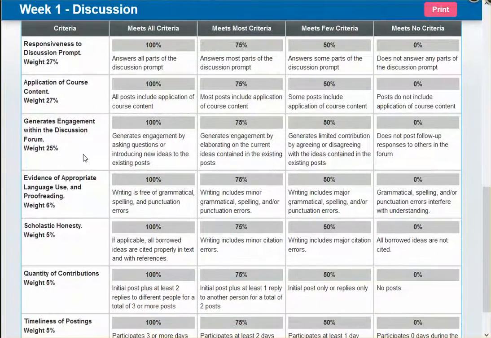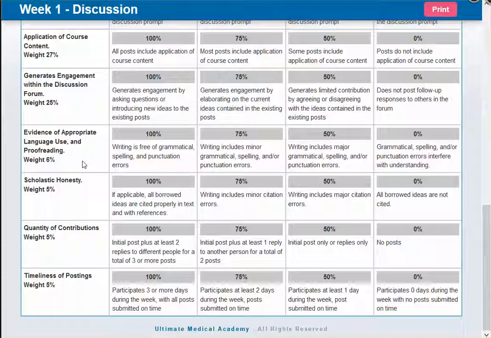The next criteria is generating engagement within the discussion forum. To receive full points, generates engagement by asking questions or introducing new ideas to the existing post. So if you're asking questions, they would be asking questions about the information that's shared, or introducing new ideas. If you generate engagement by elaborating on ideas, then you'll get a little bit less points. If you just agree or disagree, then you'll have fewer points, or if you don't respond, you get 0 points.